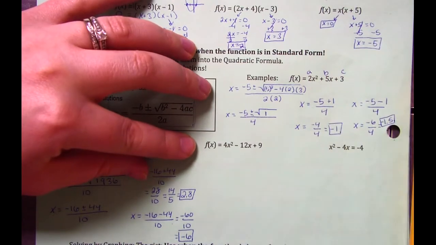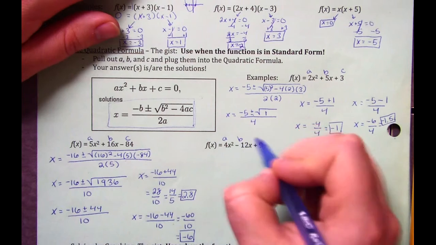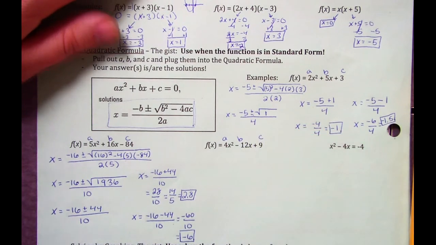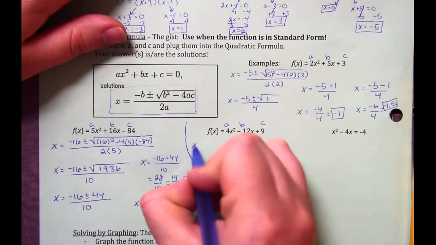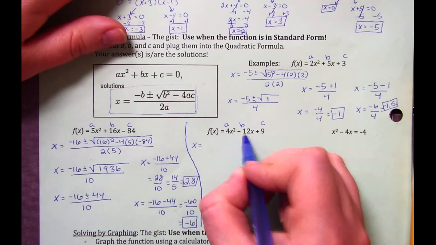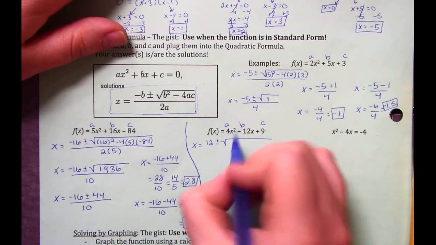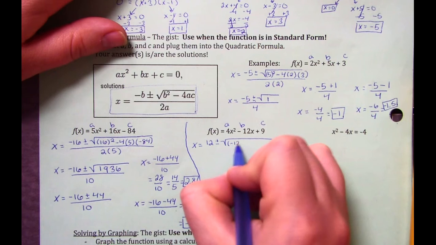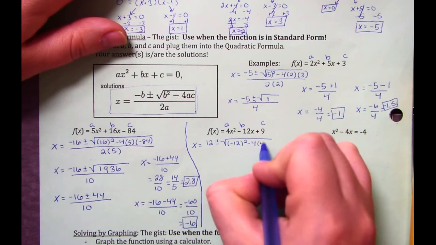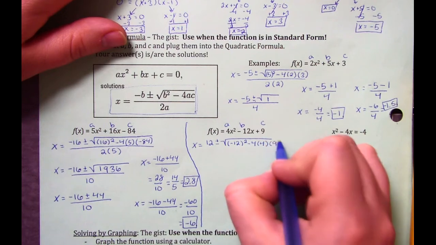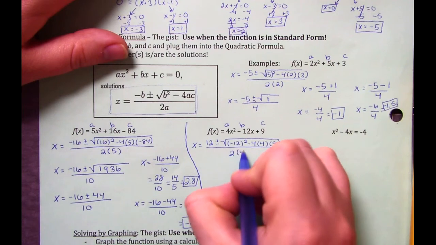Okay, let's try this one. So A is 4, B is negative 12, and C is 9. Write those there. So we have x equals the opposite of b. Now here b is a negative 12, so we're going to write a positive 12, plus or minus the square root of b squared, so negative 12 parentheses, squared, minus 4 times a, which is 4, times c, which is 9, all over 2 times a, which is 4.